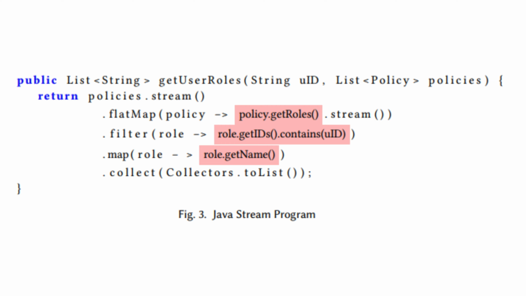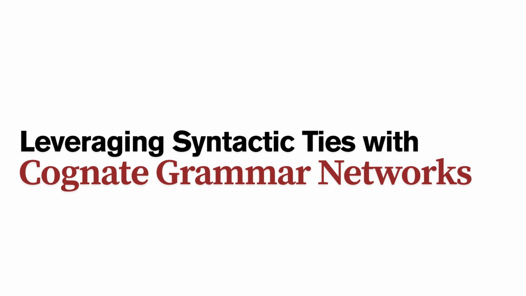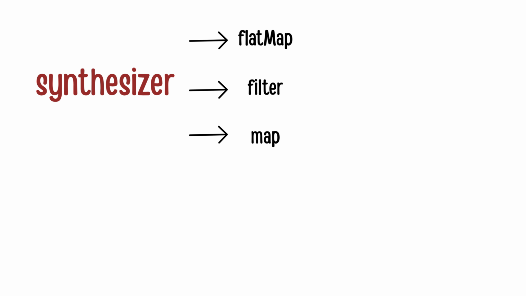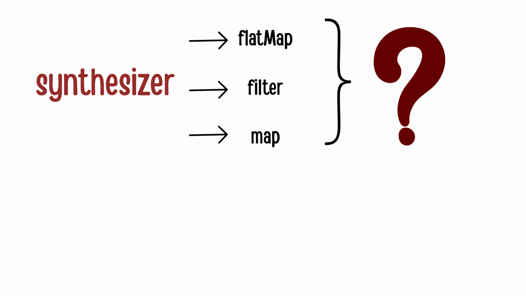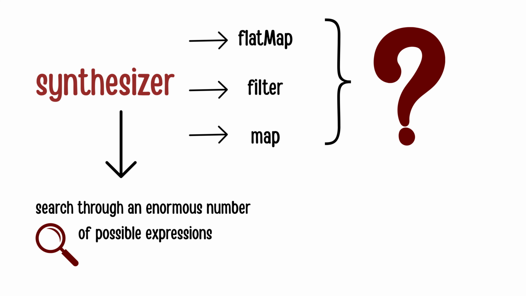Although these two programs look completely different at first glance, the authors make an interesting observation. First, let's talk about the syntactic relationship between the two implementations. Suppose the synthesizer has already figured out the overall structure of the functional program. For example, it knows that it should use flatMap followed by filter and then map. The next challenge is deciding what expressions should be placed inside these API calls. A naive synthesizer would search through an enormous number of possible expressions.